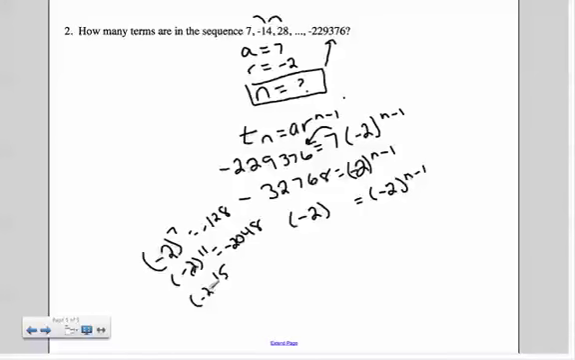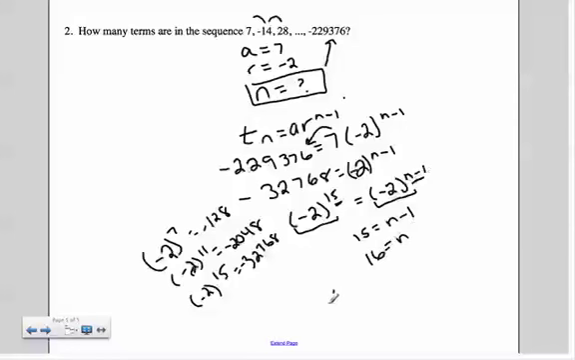So negative 2 to the exponent 15 is negative 32,768. So 15. Now what I have on either side is a common base that has to be equal. That means the exponents have to be equal as well. So 15 has to be the same as n minus 1, or n has to be 16. So there's 16 terms in this sequence above.